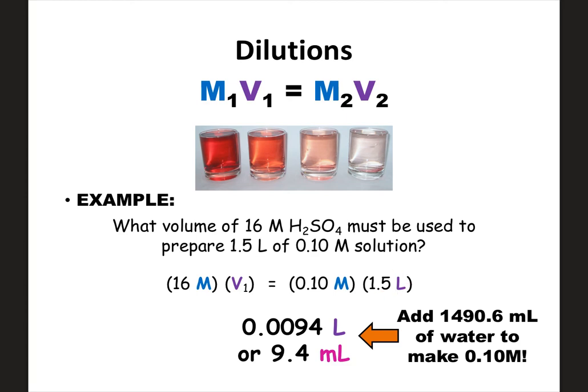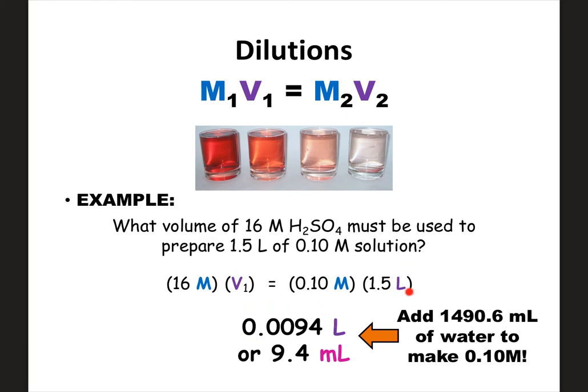Essentially, we're trying to take a super concentrated amount of sulfuric acid, a certain amount of it that we don't know, and dilute or weaken it down to 0.10 molar. But we only want 1.5 liters of that. So all you do now is solve for your unknown. Do your math, and it comes out to be about 0.0094 liters.